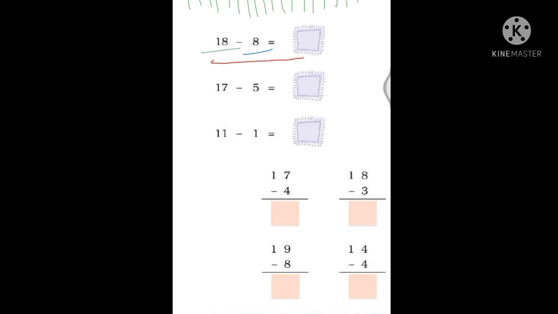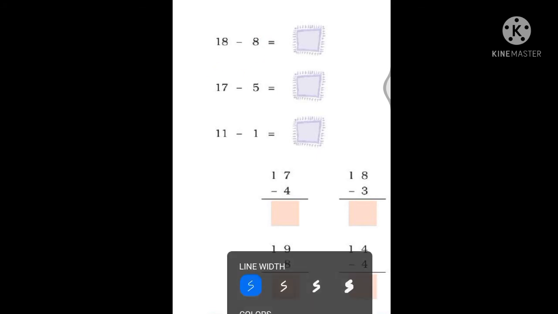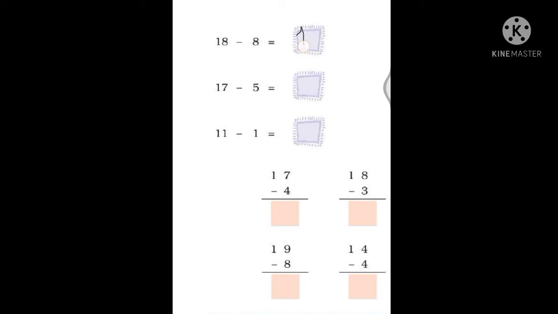So here I am cutting 1, 2, 3, 4, 5, 6, 7, 8. So I have cut 8 sticks from the number 18 sticks. Okay. Now after cutting 8, still how many remaining? Let's count. 1, 2, 3, 4, 5, 6, 7, 8, 9 and 10. How many remaining, students? 10. So that means if we are doing 18 minus 8, so we get answer 10. So here in the box you have to write down answer 10. Can you see? Everyone write down answer 10.